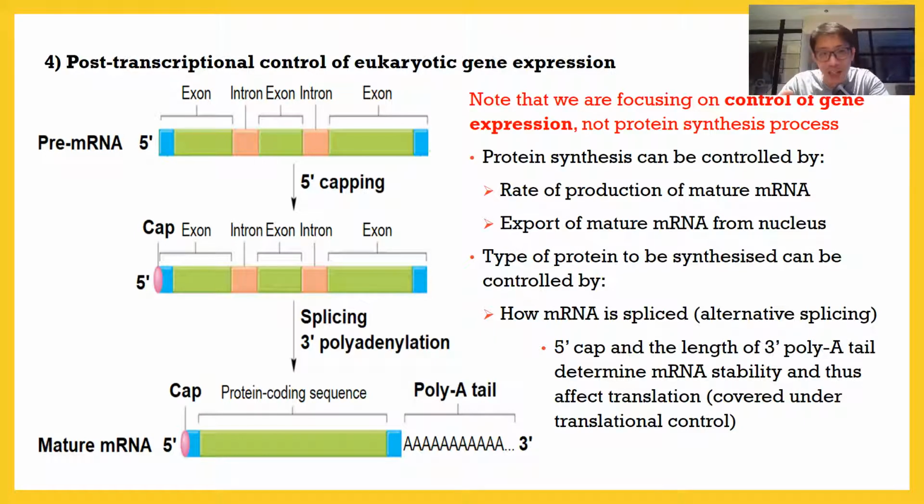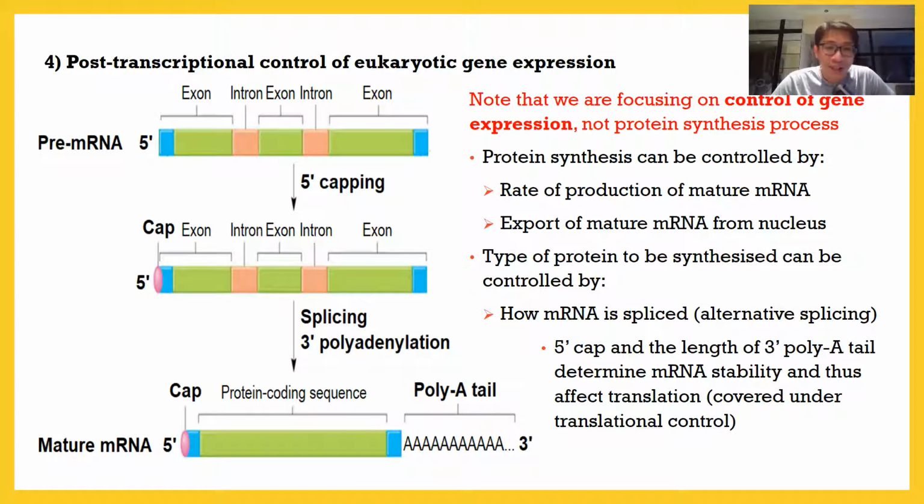So I'm not going to go through the different types of post-transcriptional modifications here. The focus would be on the formation of the mature mRNA. How is that controlled? There would be some control in terms of the rate of production, so the rate of post-transcriptional modifications would be controlled. And after the formation of the mature mRNA, it will be transported into the cytoplasm, out of the nucleus. So that is also a controlled process. But our focus would be more on alternative splicing.